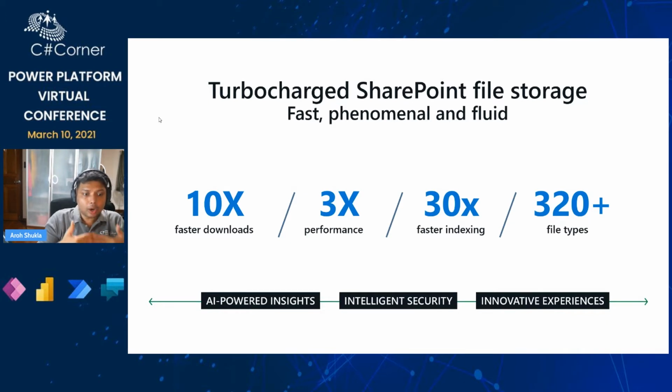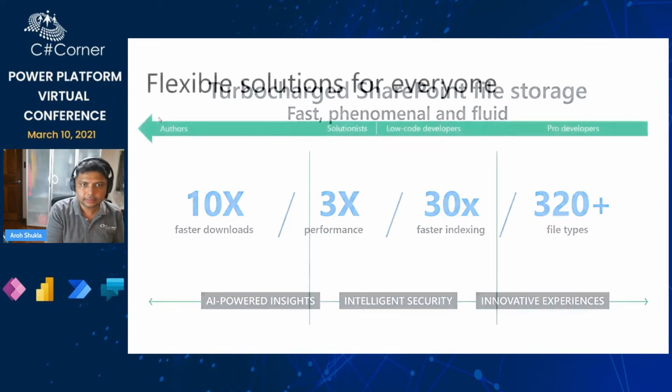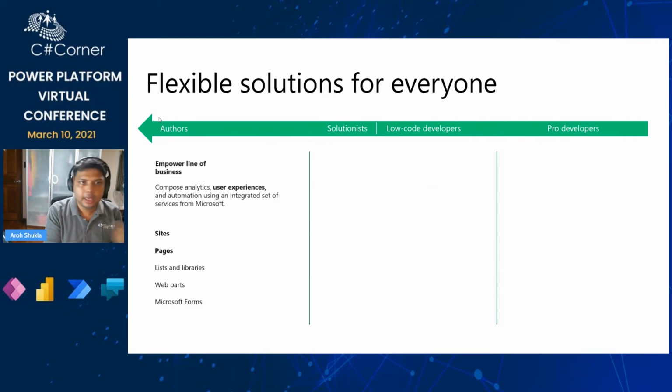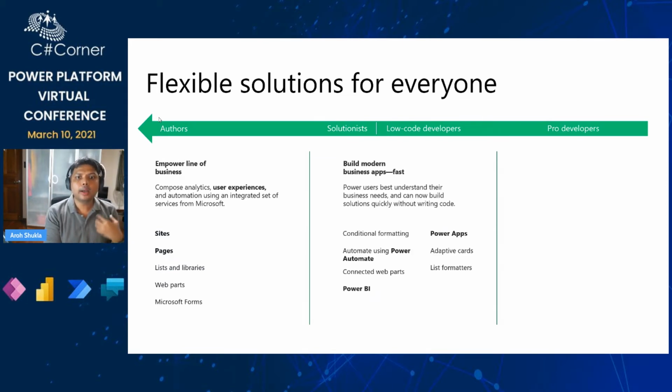It also has its own AI insights and innovations inside. So Microsoft SharePoint is really a core where you can extend your content. SharePoint Online can be used by authors, the end users, maybe normal HR users, finance people. They can create sites and pages. These are normal authors. Then in the second tier, we have people who are solutionists.